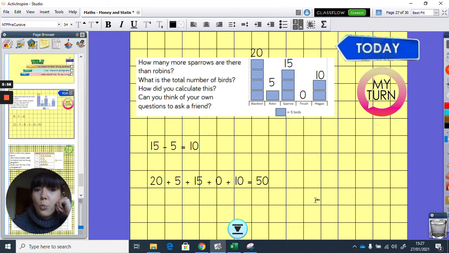You could ask which was the most popular bird, which was the least popular bird, how many more magpies were there than thrushes, how many more blackbirds were there than robins. Okay, there's lots of different questions. You could ask whichever one of those you wanted.